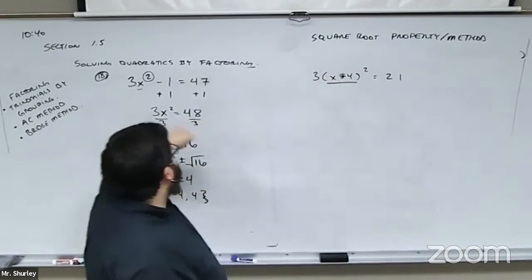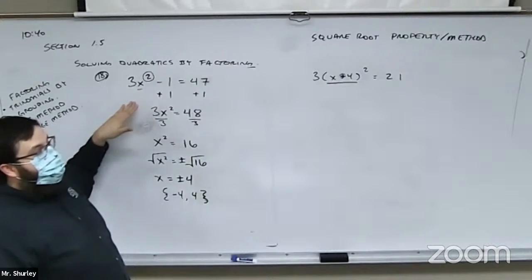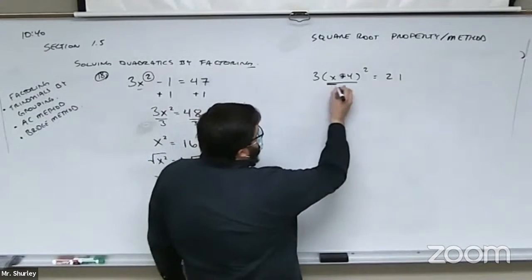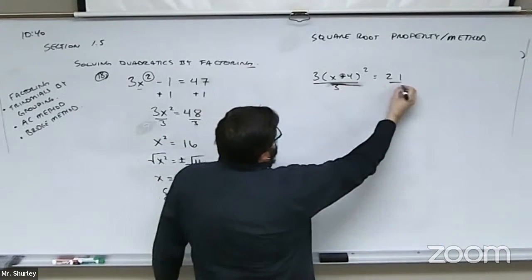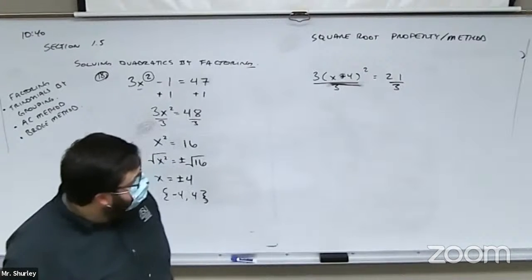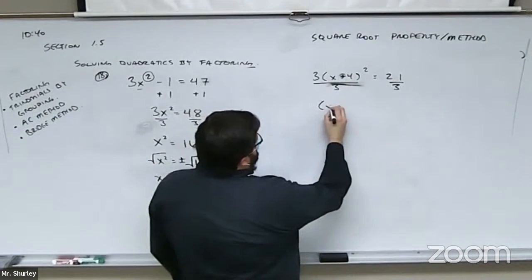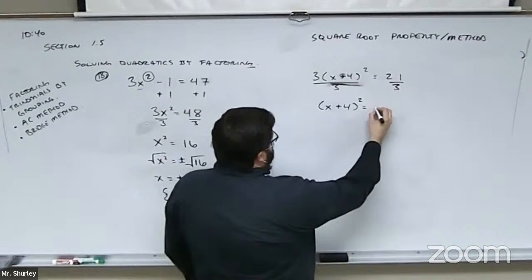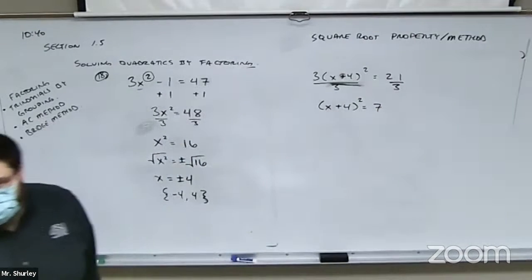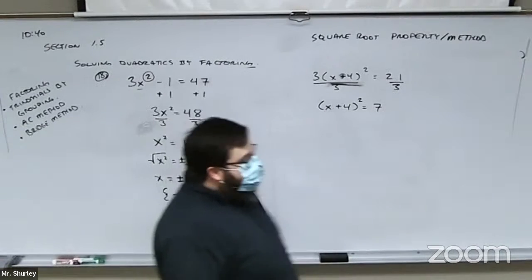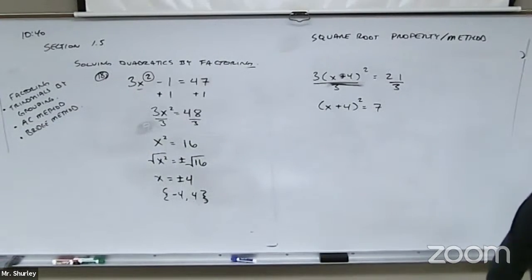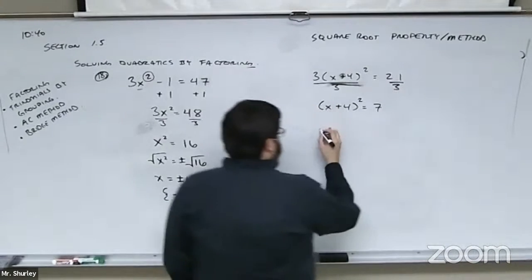To do that, remember, we've got to get whatever is squared by itself. That whole thing right there is being squared, so I've got to divide this 3 off both sides. So we wind up with x plus 4 squared equals 7. Now we're going to do the same exact thing we've done before. It looks different because it's a binomial being squared, but it's the same.